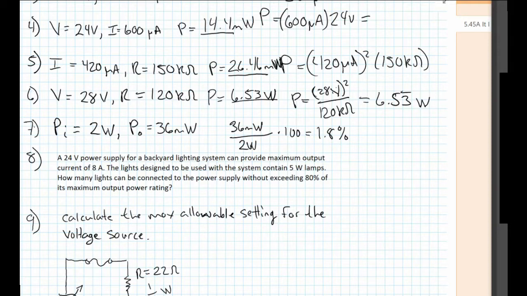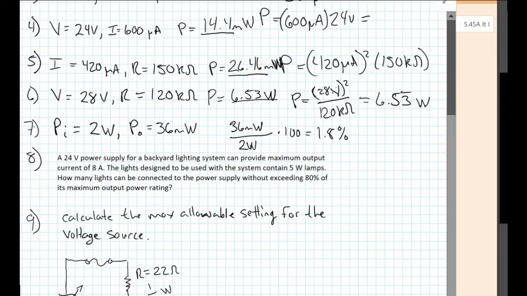Okay. So first, I think we need to list out our variables. So we know we have 24 volts, 8 amps, and we need to find the power. And with that power, we have to find the 80%. So power times 0.8. It's a little times right there. Times 0.8. That'll give us our maximum power. And then we have 5 watts. 5-watt lamps.